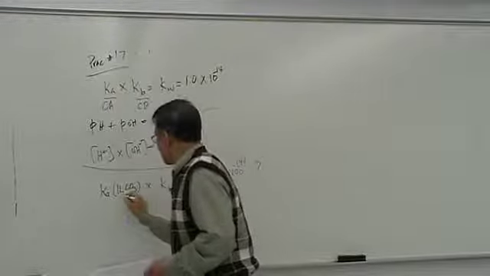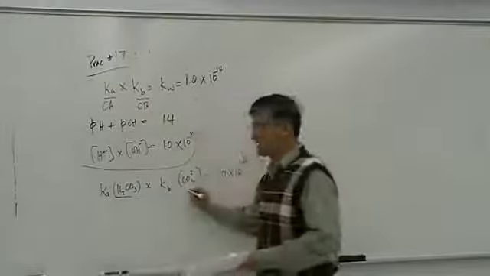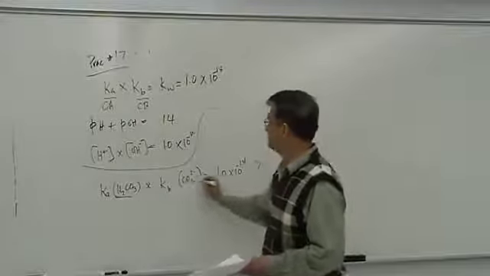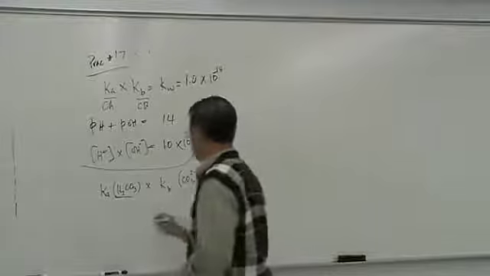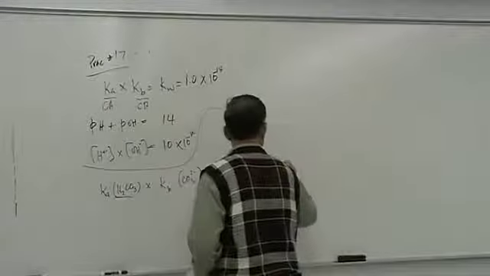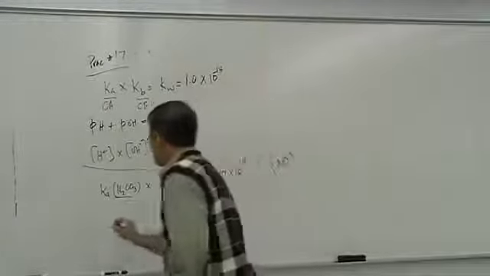So if this is the acid, its conjugate base has to be here in order for this to be valid. So in other words, this is not right. So let's write down, no, it's not right. What is right?